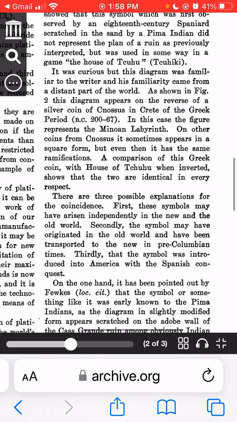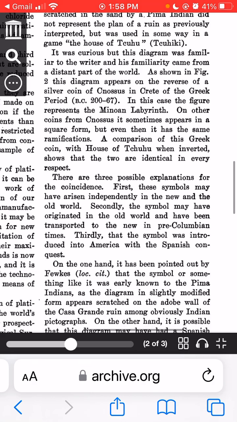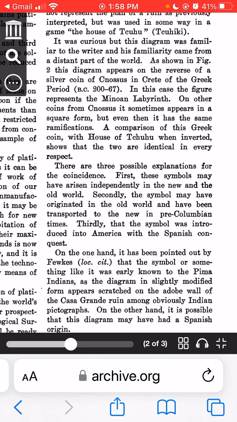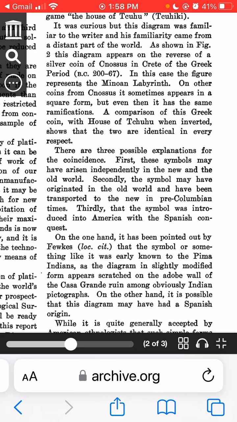It was curious, but this diagram was familiar to the writer, and his familiarity came from a distant part of the world. As shown in Figure 2, this diagram appears on the reverse side of a silver coin of Knossos in Crete of the Greek period, 200 to 67 BC. In this case, the figure represents the Minoan Labyrinth. On other coins from Knossos, it sometimes appears in a square form, but even then it has the same ramifications.